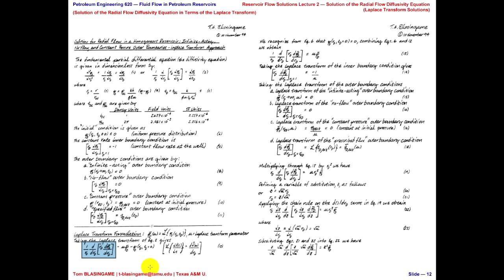So we got off easy there. It also changes the partial derivative to an ordinary derivative. The derivative of PD with respect to TD, when you take its Laplace transform, it's not trivial, but it is u, the Laplace transform parameter, multiplied by PD in the Laplace domain, minus PD of TD equals 0.